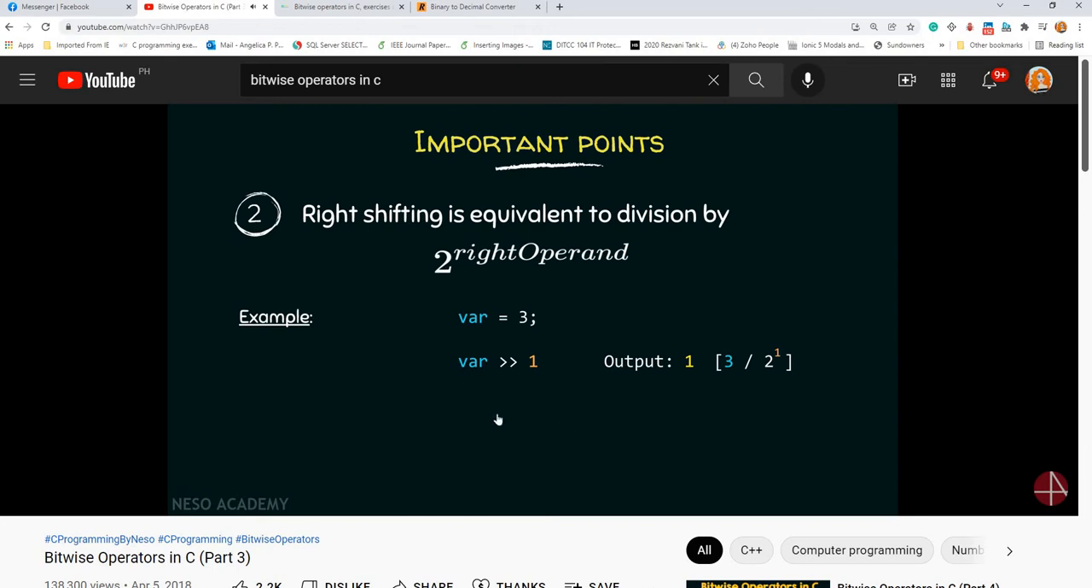Let's consider another example. Here in this example, I am assigning 32 to this variable. Apart from that, what I am going to do here is I am going to shift the bits of this value towards right by 4 positions. So what would be the final output? 32 simply get divided by 2 raised to the power 4. 4 is the right operand, therefore 2 raised to the power right operand is equal to 2 raised to the power 4. Therefore 32 divided by 2 raised to the power 4, which is 32 divided by 16, is equals to 2, and this will be our output.